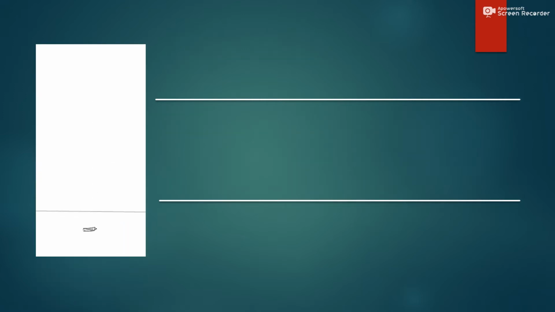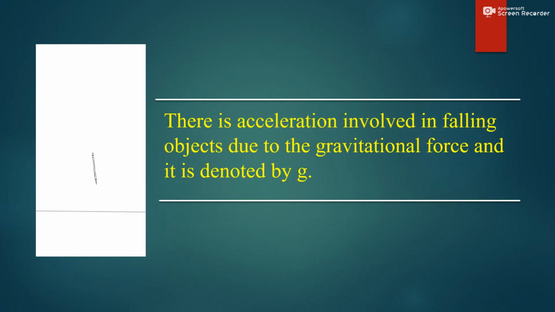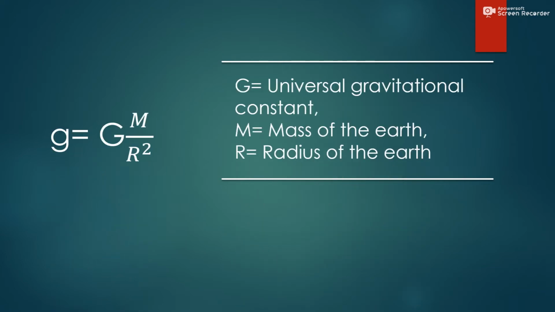Whenever an object falls to the ground, it means there is acceleration involved in falling objects due to gravitational force, and it is denoted by g. The value of g is expressed like this, where g is equal to GM/r², G is the universal gravitational constant, M is the mass of the earth and r is the radius of the earth, and its value is 9.8 meter per second square.